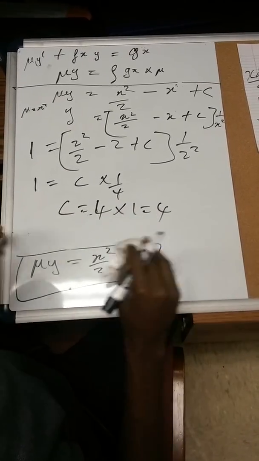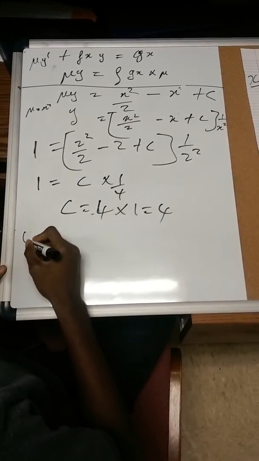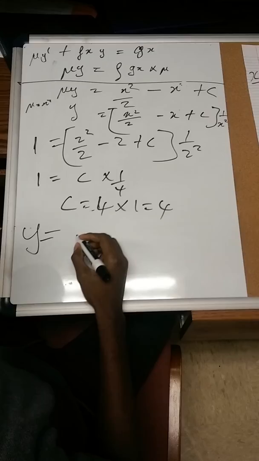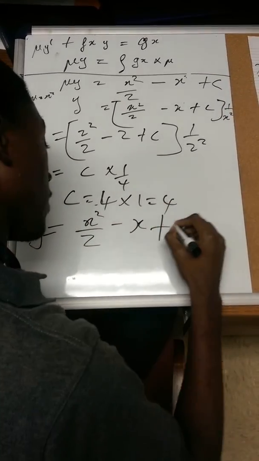Okay, got that down. So if you want to rewrite the full equation, y is equal to x squared over 2 minus x plus 4.